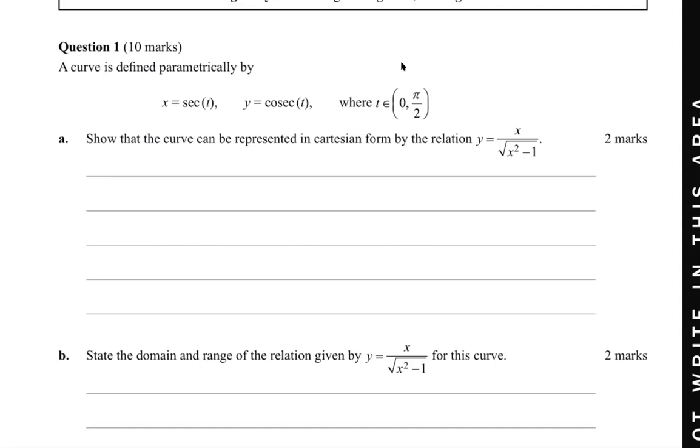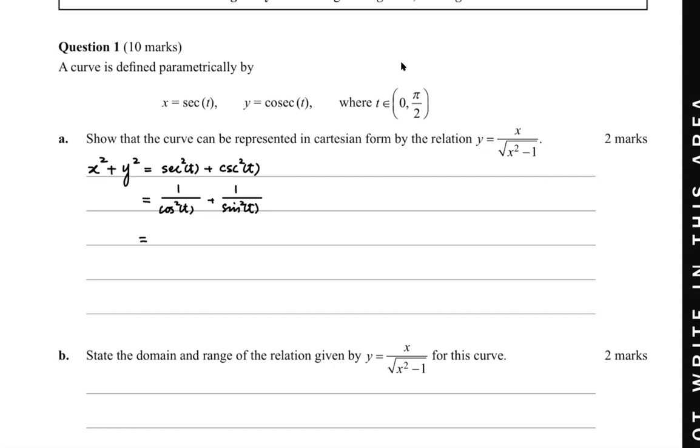Normally, with anything involving circular functions, I would try to add x squared and y squared. So this will be secant squared t plus cosecant squared t. If you have no hint at all, you could try to recall from first principles. This should be cosine squared of t plus 1 over sine squared of t. You should know that from year 11.